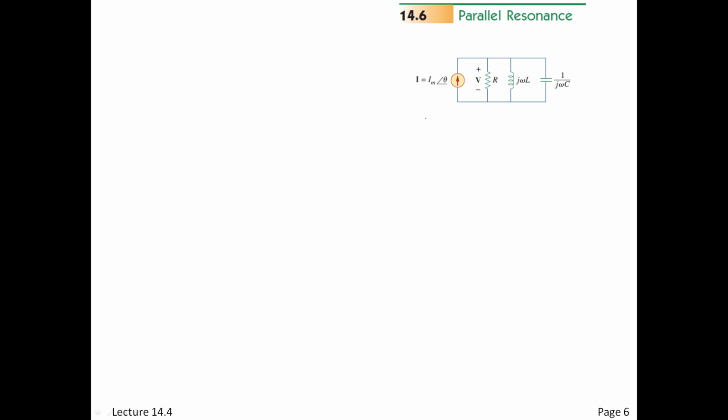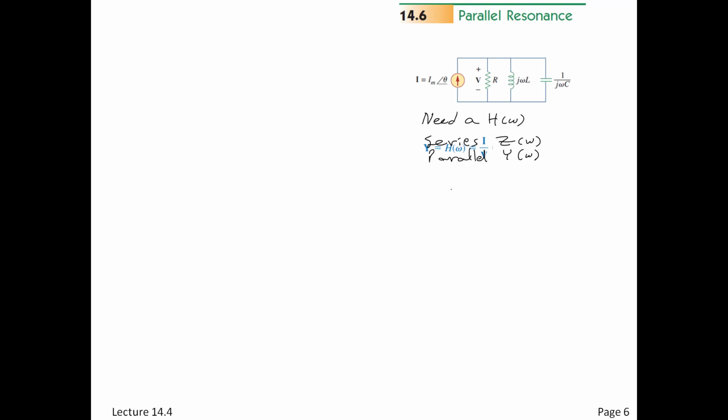Okay, to analyze it, we need a transfer function. The simplest one in the series case was z of omega. Here, pretty obviously, the simplest one is going to be y of omega. Okay, and hopefully I haven't written over.